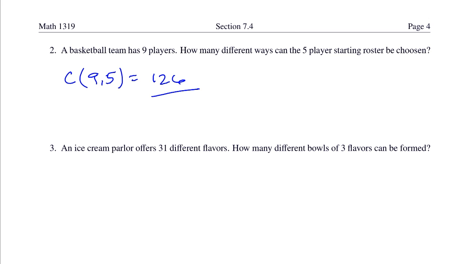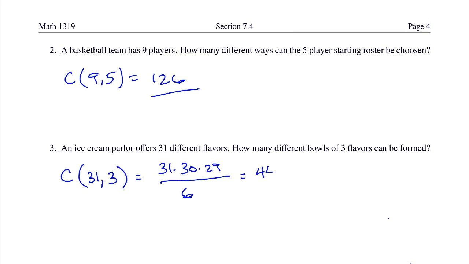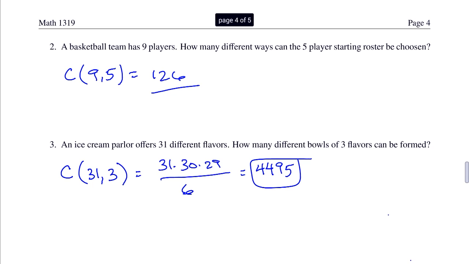All right. This one from actual life experience. An ice cream parlor offers 31 different flavors. How many different bowls of 3 flavors can be formed? Does it matter if the vanilla is on top of the chocolate? No. That does not matter. So how many flavors do you have to choose from? 31. How many flavors are you choosing? 3. And what is that? How much? $44.95. Okay. All right. There you go. Okay.